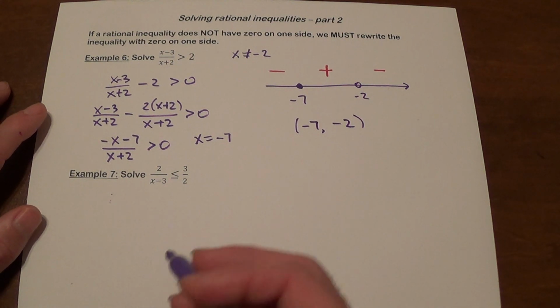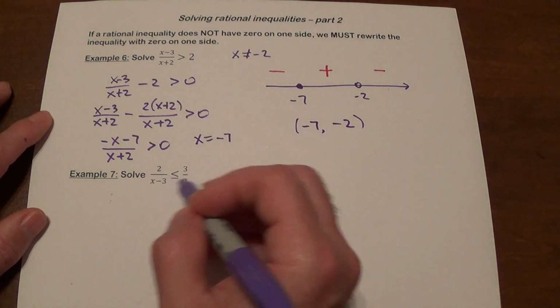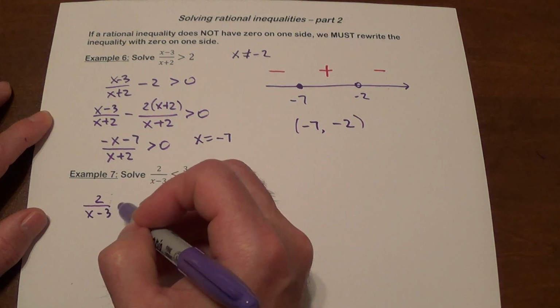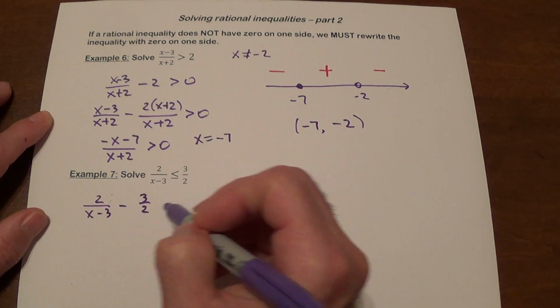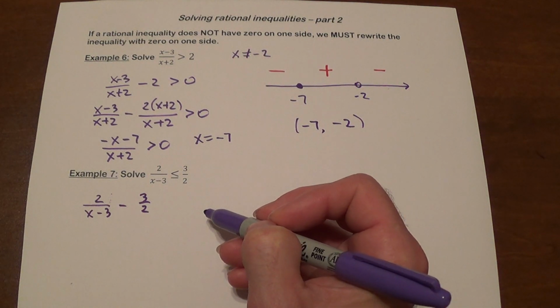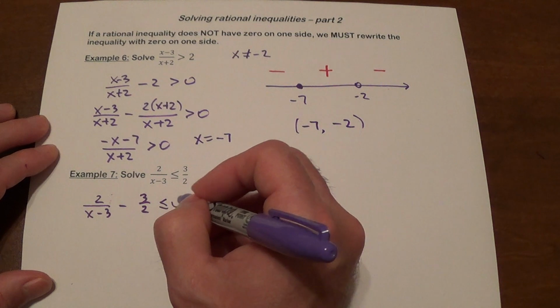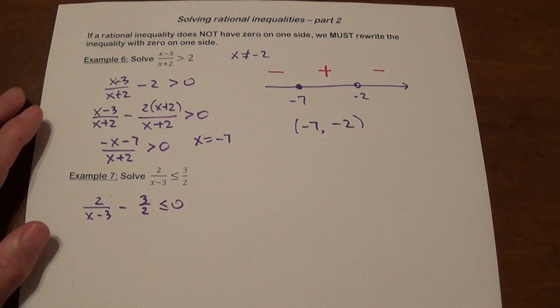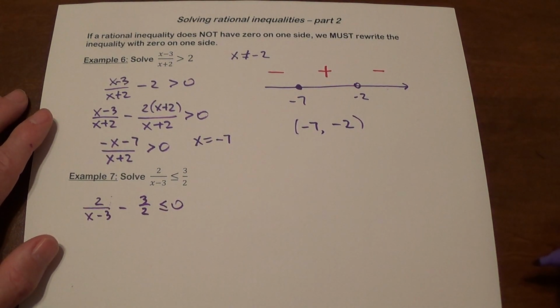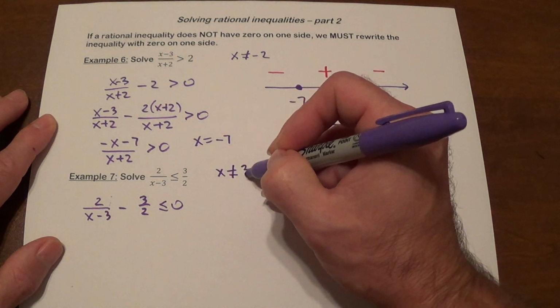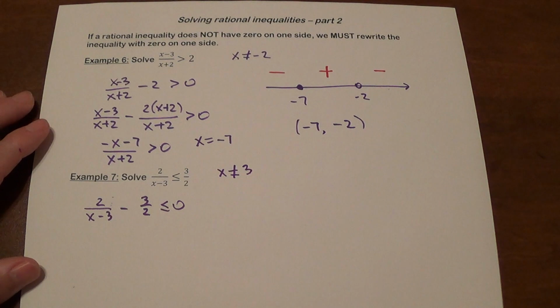This next one. So again, just like the previous example, we are going to move everything to one side, right? Because we have to compare it with 0, less than or equal to 0. Alright, so what we do next, well, first of all, let's make sure we remember that x cannot equal 3.